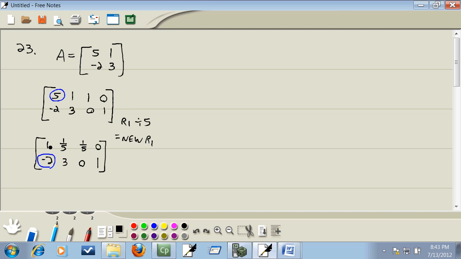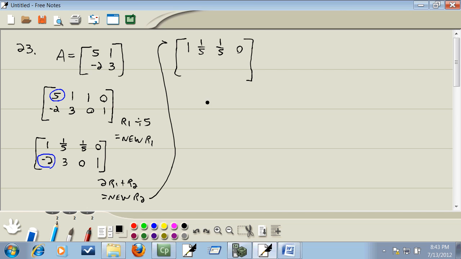Like that. Now our next step is to get a 0 in this spot. So you think, what do you multiply times the first row that you can then add to this to get a 0 here? Well, if I multiply this first entry here by 2, 1 times 2 is 2, and if I add it to the negative 2, I'd get a 0. So we're going to take 2 times row 1, and we'll add that to row 2, and that gives us our new row 2. Now we don't actually touch row 1 at all. It stays as is. Okay, so 2 times 1 gives us 2, plus the negative 2 gives us 0. 2 times 1/5 gives us 2/5 plus 3.